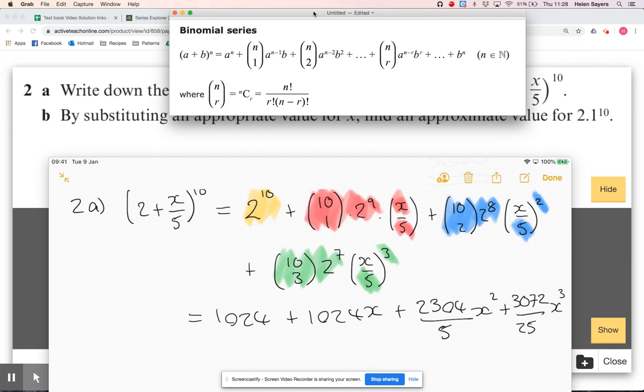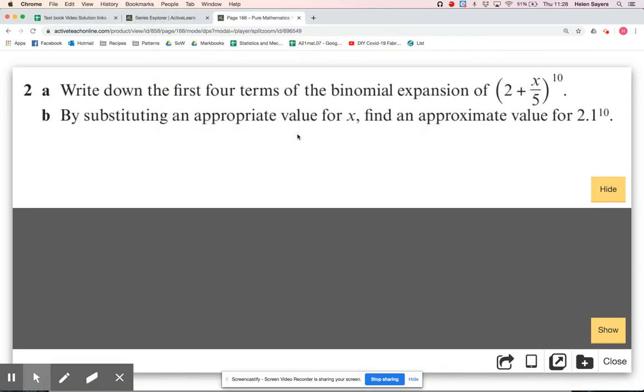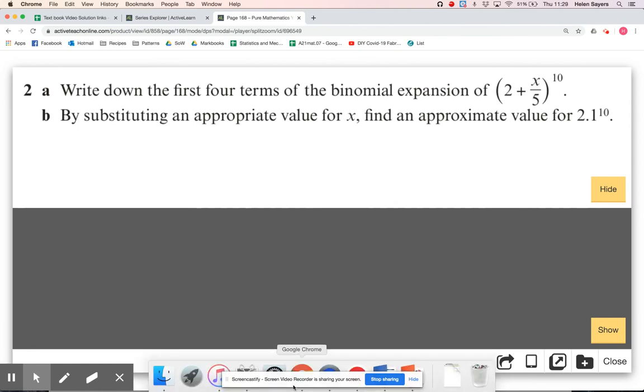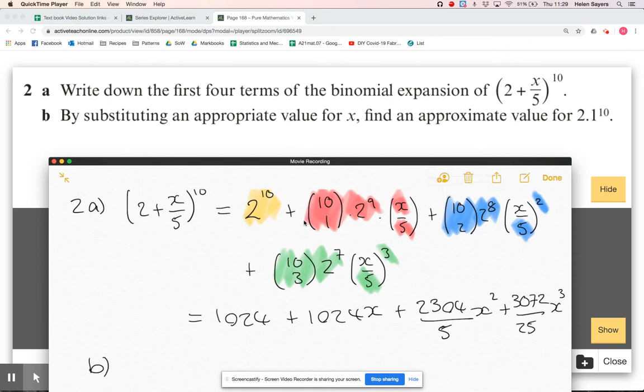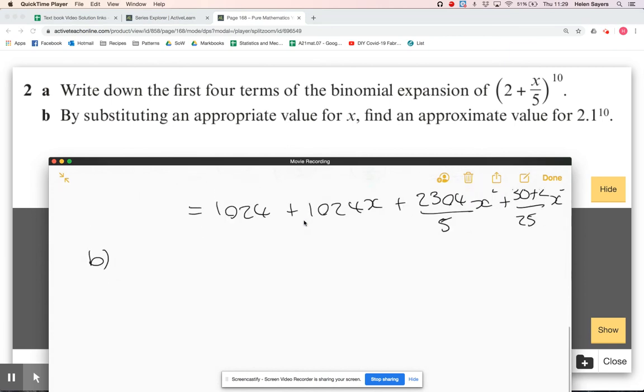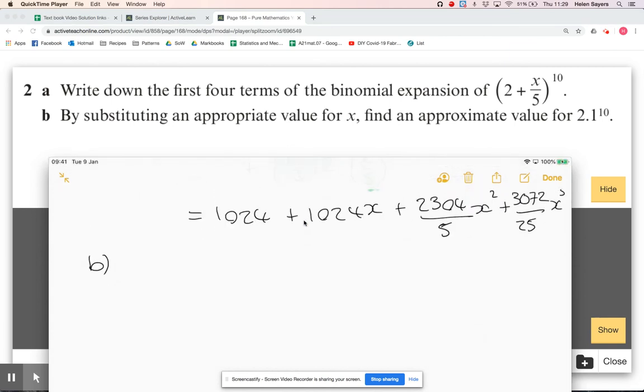Okay, right, and then part B, I think they're asking us to find an approximation. Yeah, okay, so this is quite a common second part to the question. So all I need is to see that expansion. So you've just expanded 2 plus x over 5 to the power of 10, and now they're talking about finding an approximation for 2.1 to the power of 10.